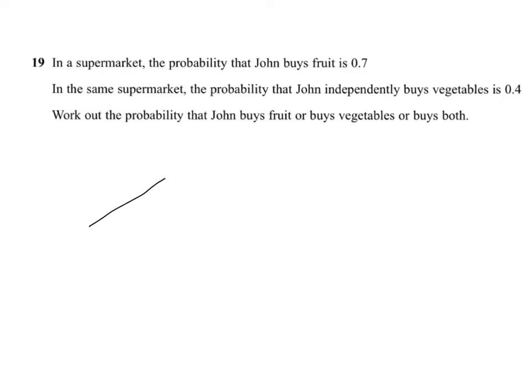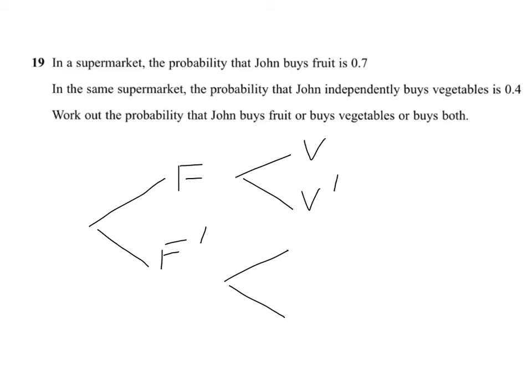So I'm going to set it out in tree diagram form. First of all, we'll look at the probability of buying fruit, and we'll use F dash for not buying fruit. And then we'll do vegetables, V for vegetables and V dash for not buying vegetables. Then put the probabilities onto the branches. So if it's 0.7 for fruit, it'll be 0.3 for not buying fruit.